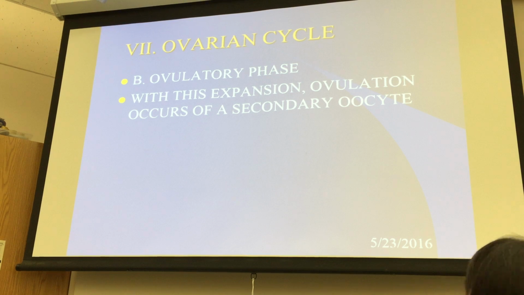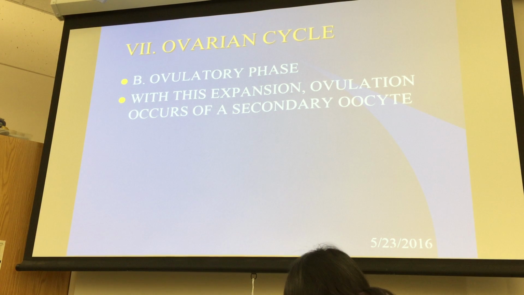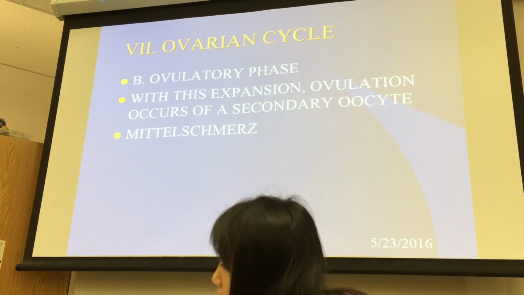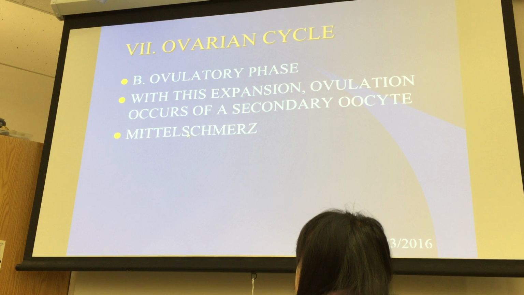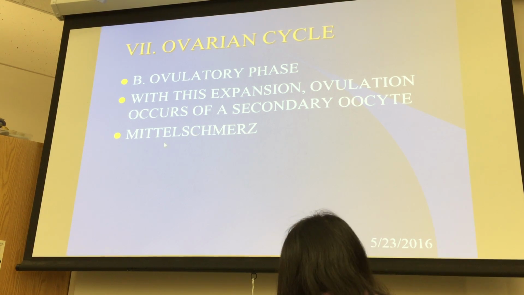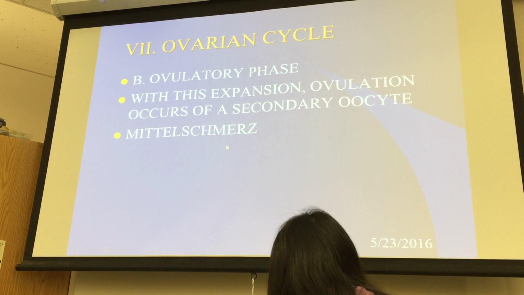Ovulatory phase. Ovulation occurs, secondary oocyte, that's n equals 23. Some women during ovulation experience a pain and can actually tell by physical pain in their abdomen that they're ovulating. That's called mittelschmerz, from German Mittel, middle, and Schmerz, pain, which is a German term for pain during ovulation. So some women can actually determine exactly when they're ovulating.